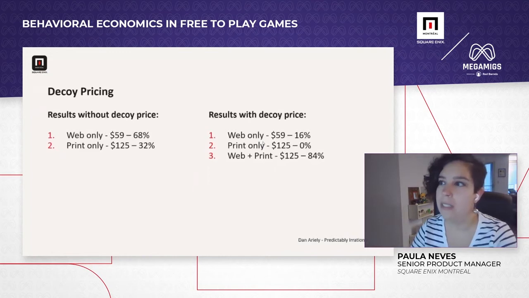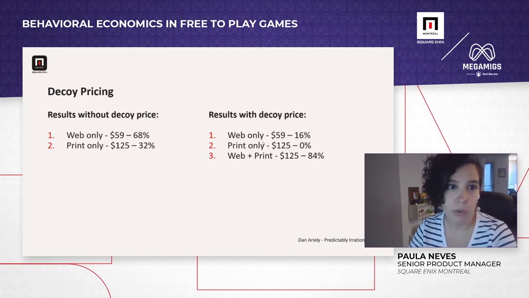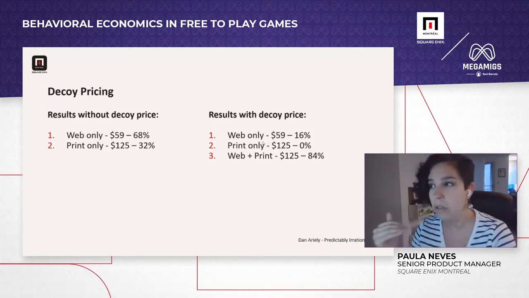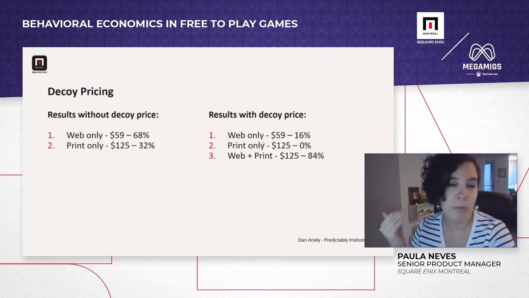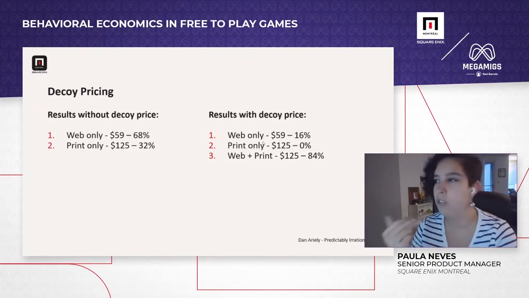So decoy pricing, according to that example, right? The web only version, without the decoy price, converted 68% of users. So 68% of users were buying the web only, and 32% were buying the print only. The minute that decoy price in the middle was added at $125, of course, nobody got that. Nobody thought it was interesting enough. But the other one, number 3, became so much more interesting.